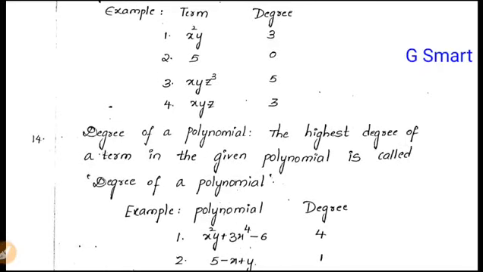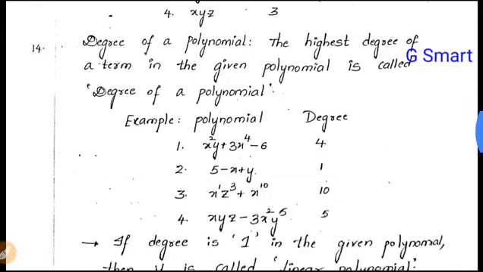Next, degree of a polynomial. The highest degree of a term in the given polynomial is called the degree of the polynomial. You can easily understand with an example. In this polynomial, x square y plus 3x to the power 4 minus 6, the first term degree is 3, the second term is 4 and the third term is 0. The highest is 4, so the degree is 4.